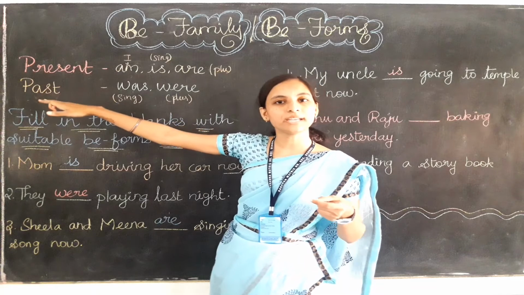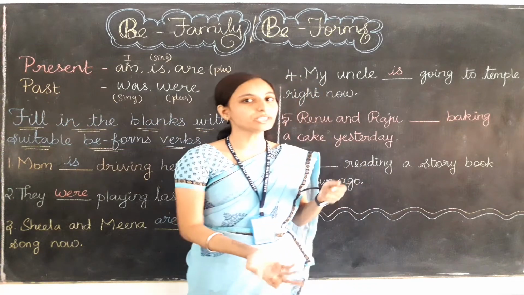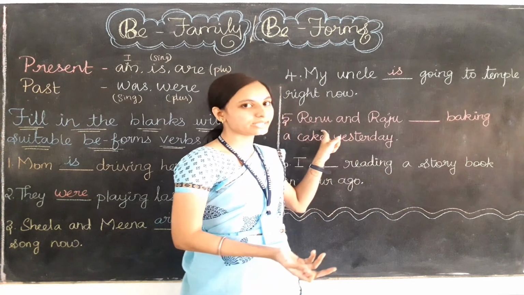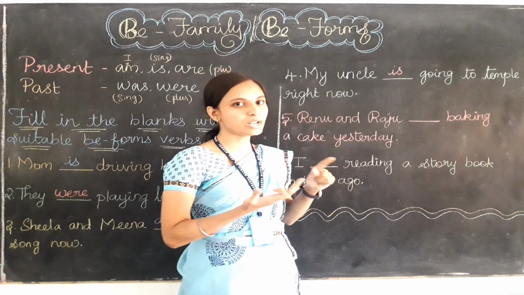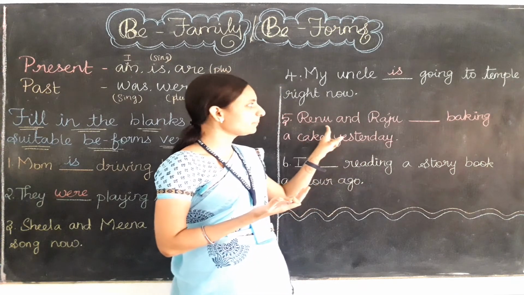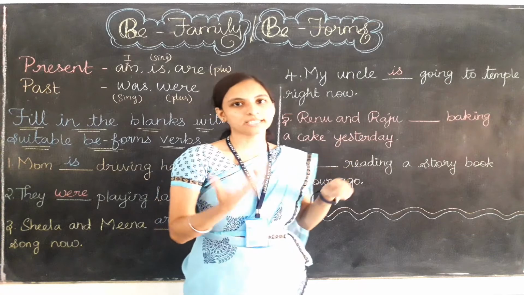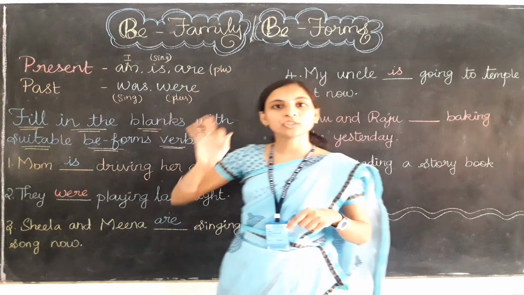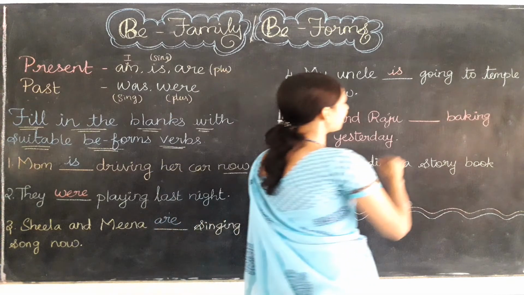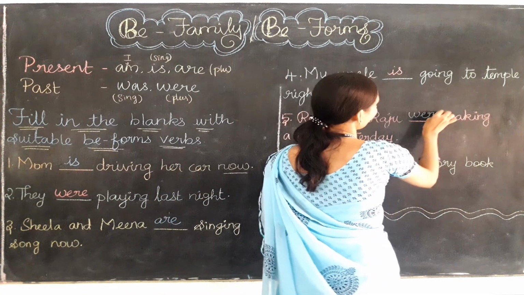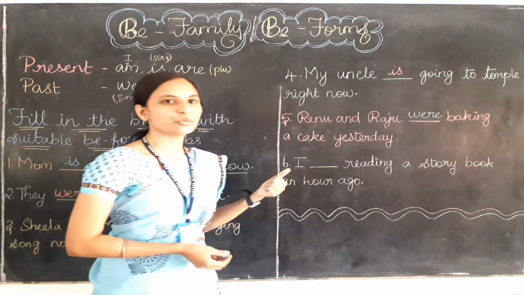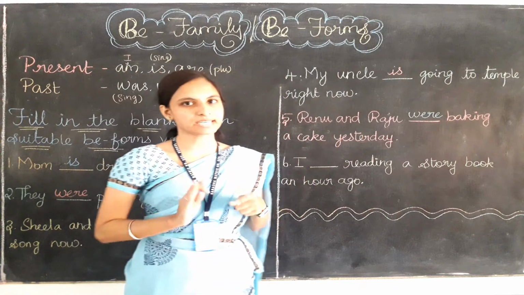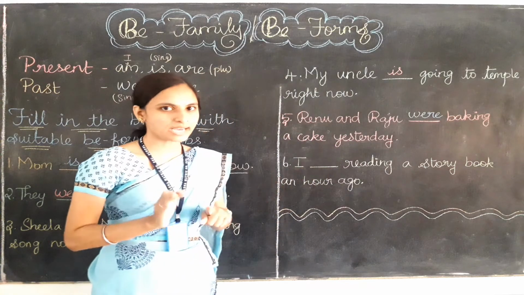Okay. After finding the time of an action, what do we need to find? Yes, we need to find the subject, whether it is plural or singular. Now Renu and Raju are plural nouns. For the past time, for the plural noun, we need to use were only. So the answer is were. Renu and Raju were baking a cake yesterday. Okay. Now let's do the last one.